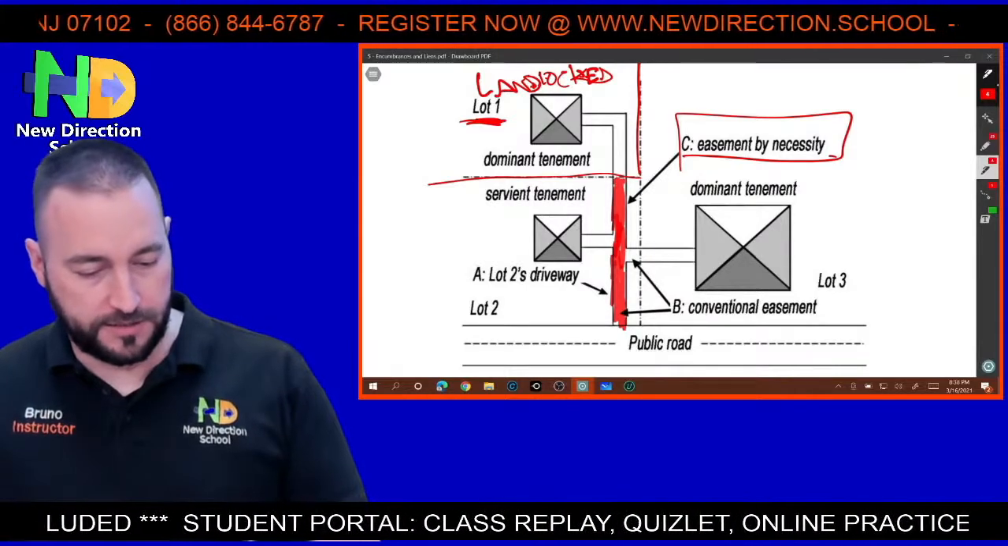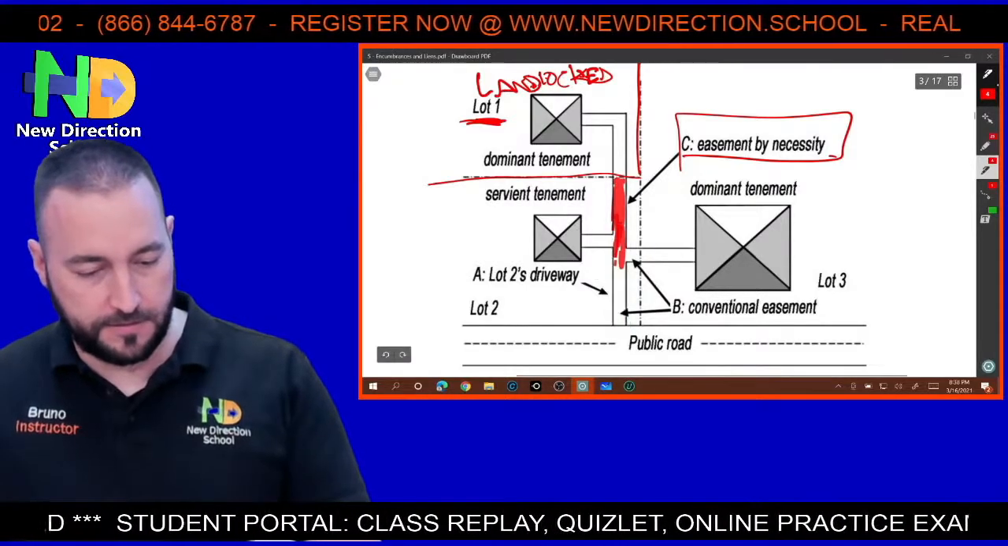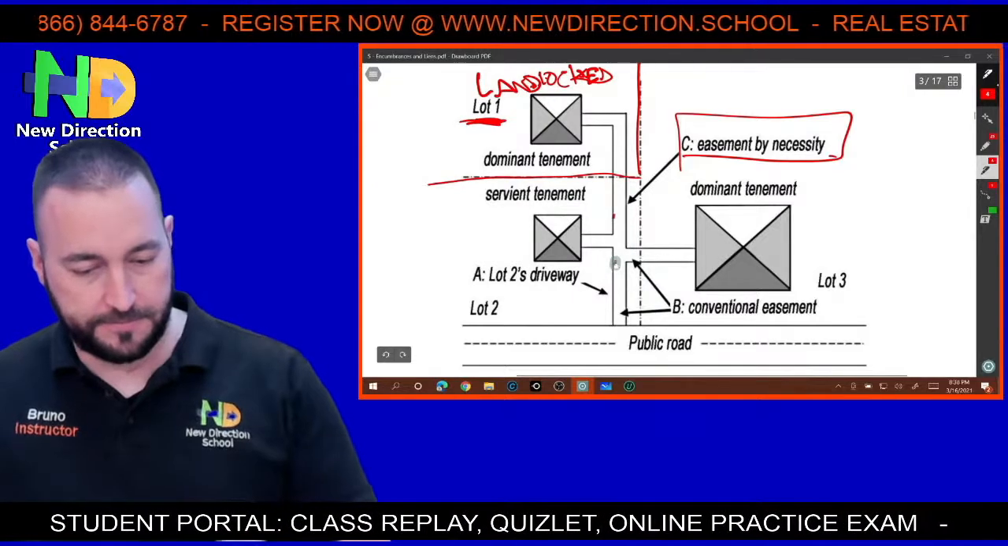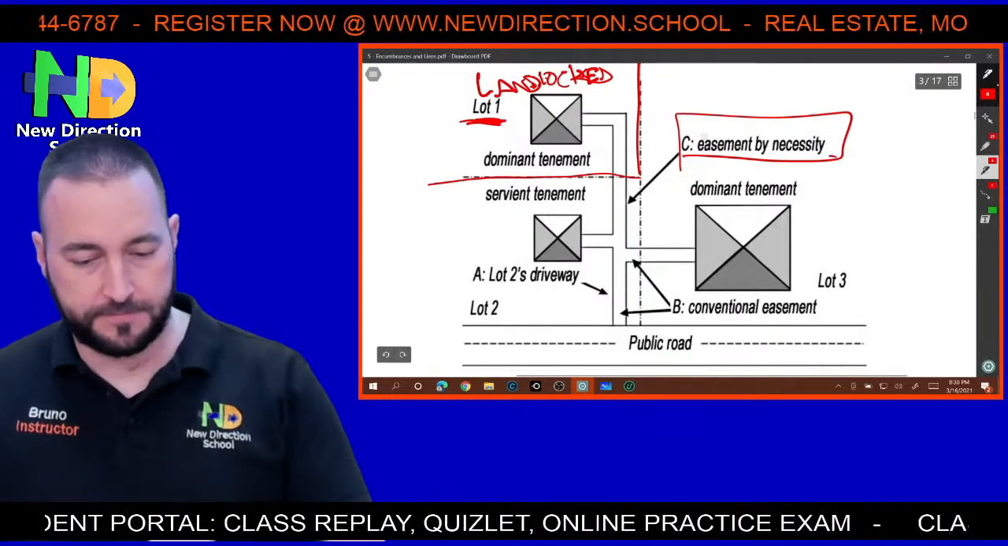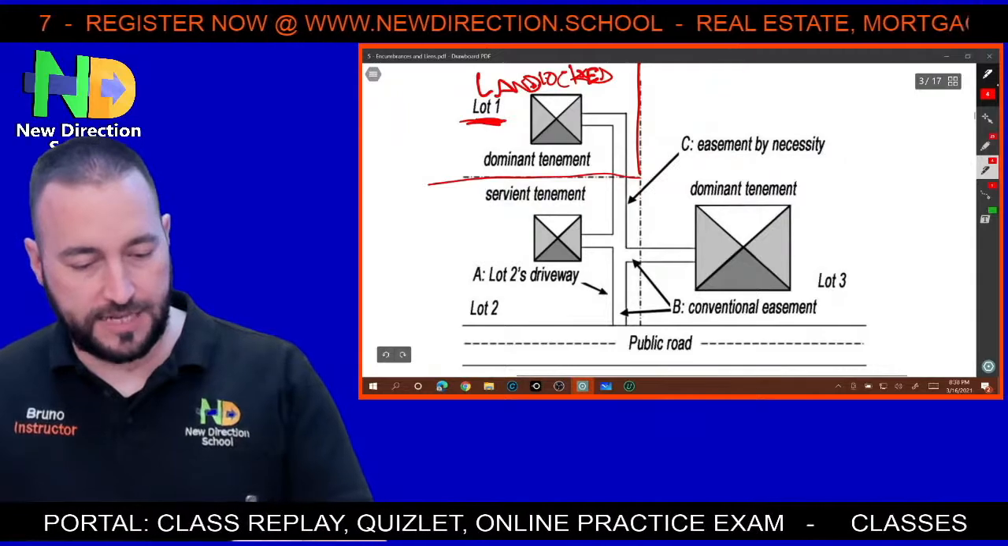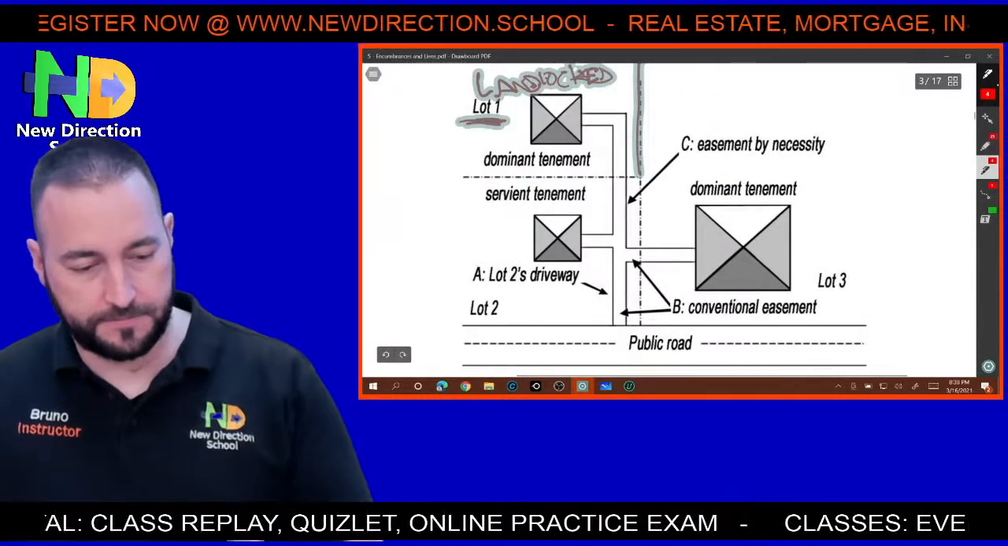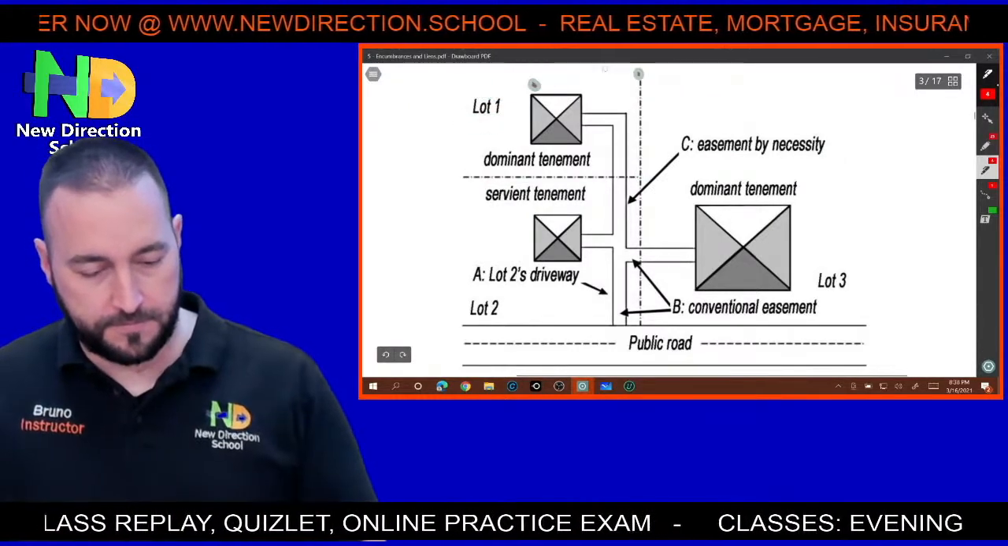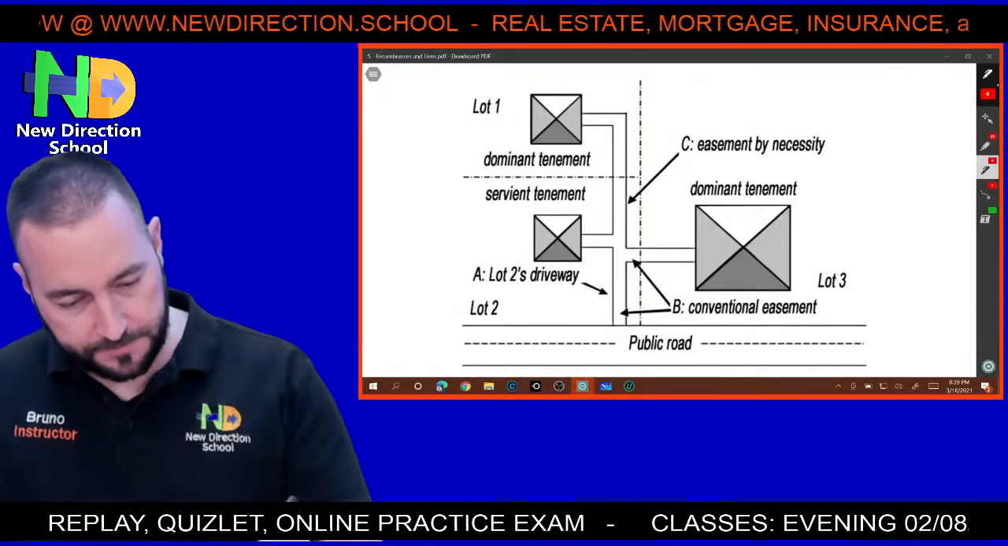All right, I'm going to clear this because now we're going to talk about lot number 3. If you see lot number 3, this is the lot's property.